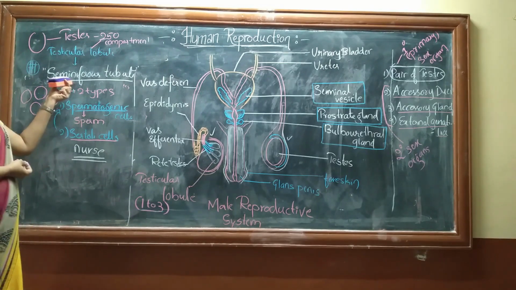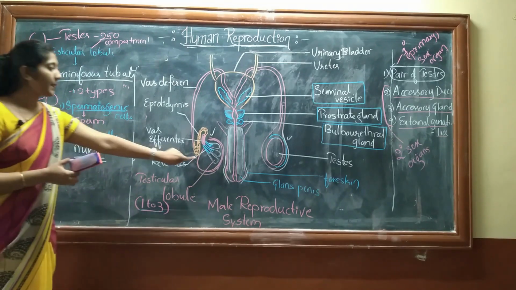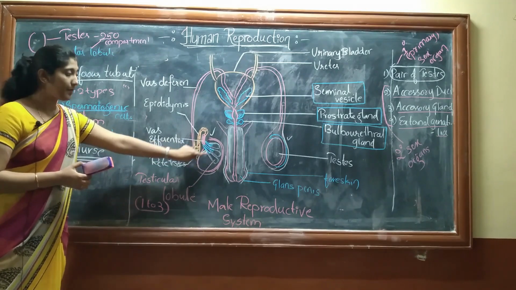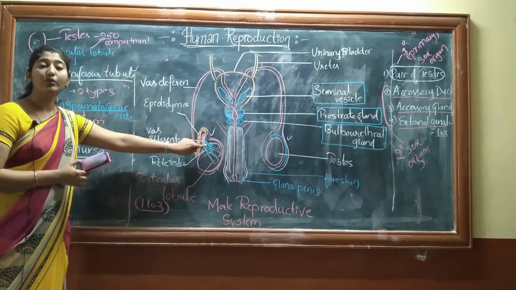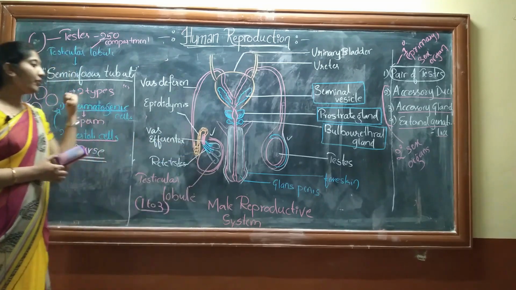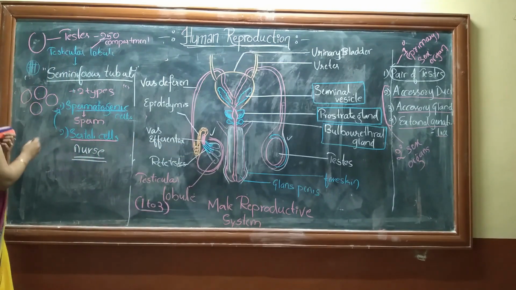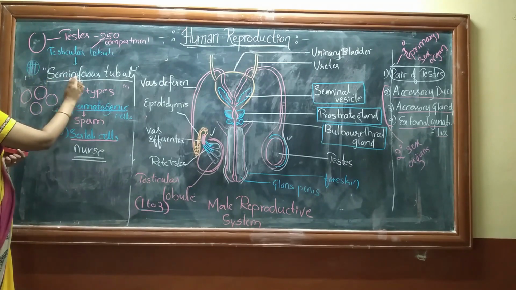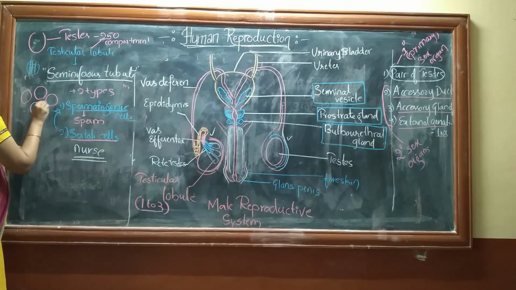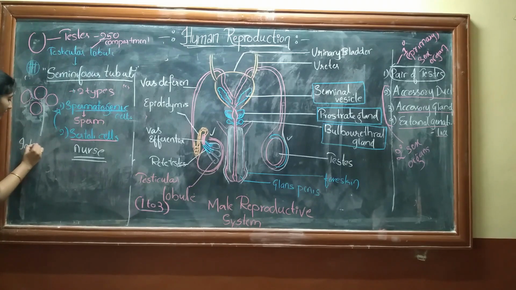Okay, so this is about the testes and parts. What are the parts inside the testes, what formation, and how the sperms are formed in the testes, we have studied now. Okay, so inside the seminiferous tubule, in between, the space is there. This space is called the interstitial space.